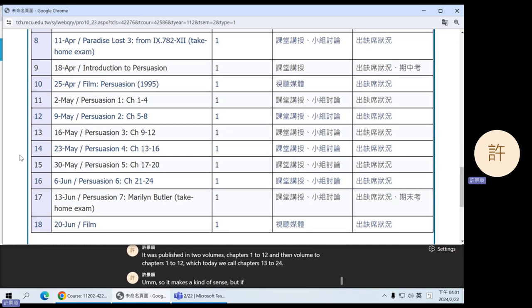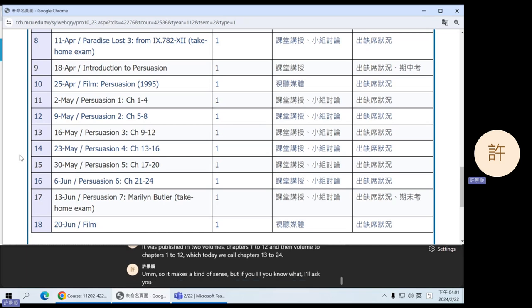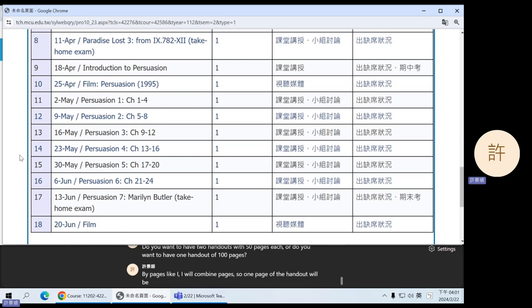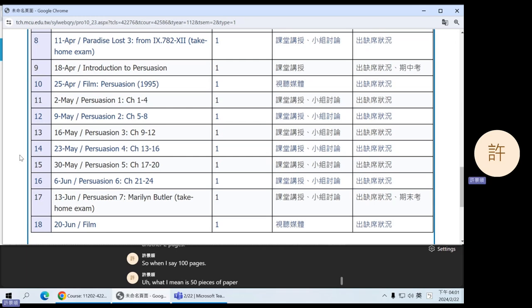But you can think about this. Do you want to have two handouts with 50 pages each, or do you want one handout of 100 pages? I will combine pages, so one page of the handout will be two pages from the novel, and then you flip to the other side, it will be another two pages. So when I say 100 pages, what I mean is 50 pieces of paper. So 25 pieces of paper or 50 pieces of paper. And it will be stapled.